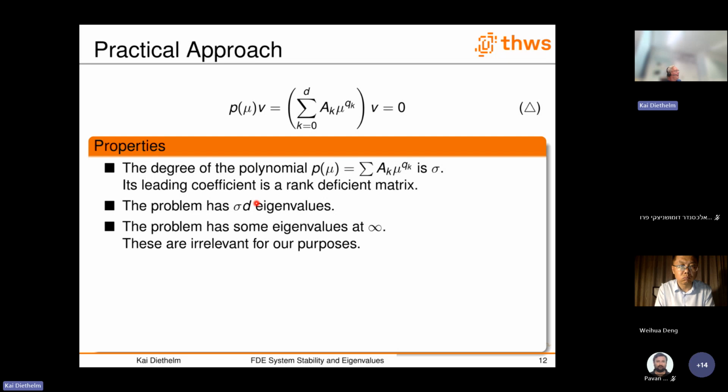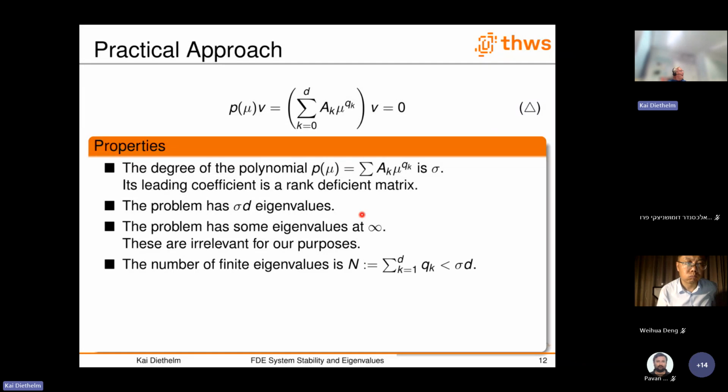Also, this problem has some eigenvalues at infinity. This is a peculiarity of nonlinear eigenvalue problems, in particular of polynomial eigenvalue problems, which naturally comes in if the leading coefficient doesn't have full rank. But those are eigenvalues which come in an artificial way from the construction of this problem. They are not zeros of our characteristic function, and so they are irrelevant for us.